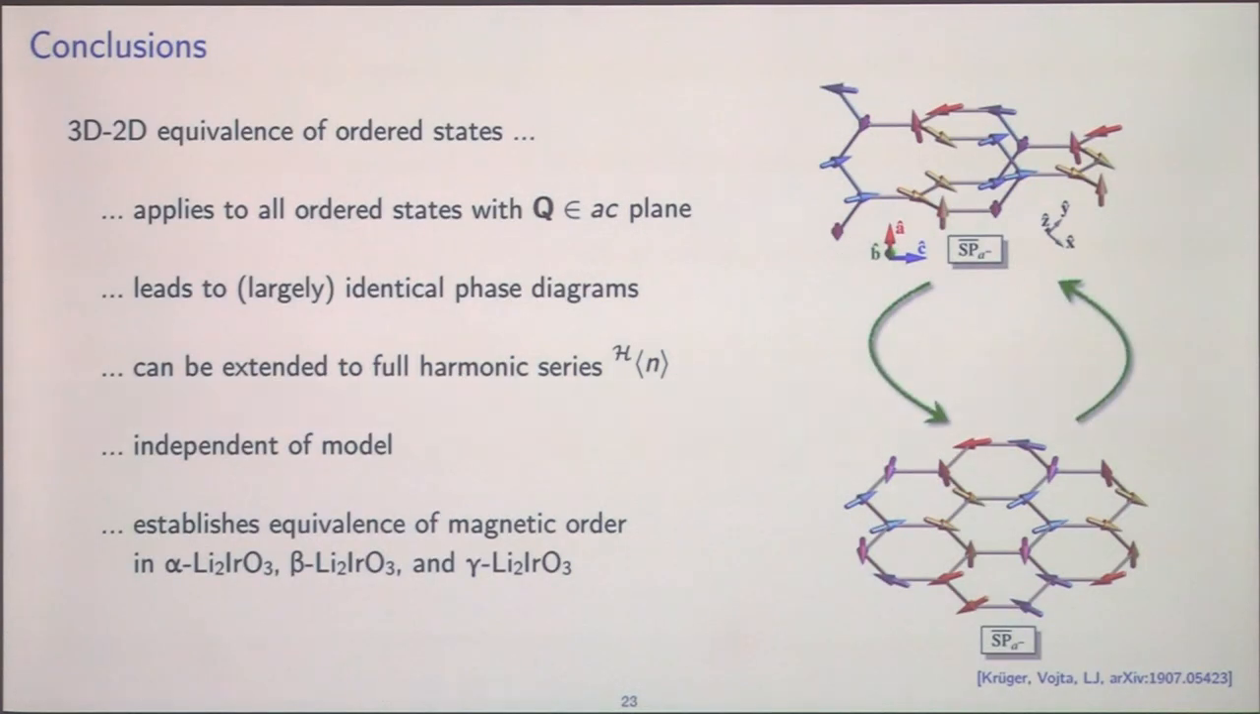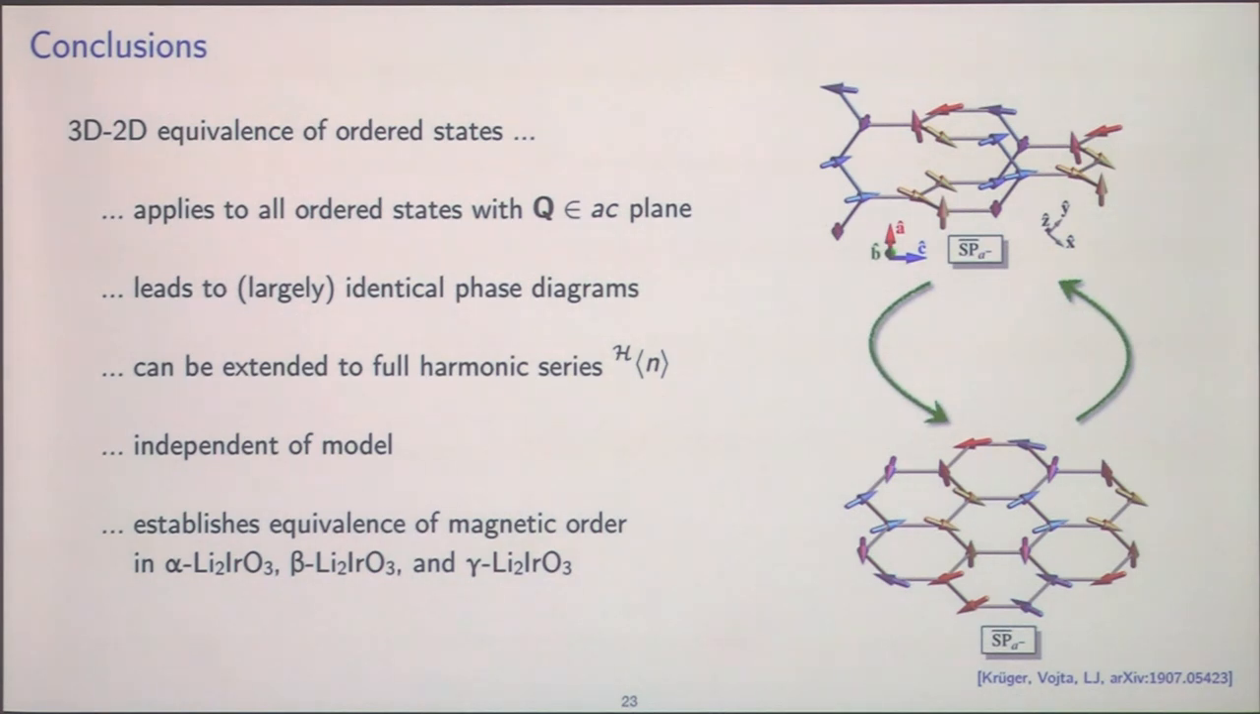So let me conclude. I have argued that there exists an equivalence between states on the three-dimensional harmonic honeycomb lattice and the two-dimensional planar honeycomb lattice. And this applies to all so-called quasi-2D states. These are states which have ordering wave vector in the AC plane. This leads to largely identical phase diagrams in the classical limit. I've shown you this explicitly for the hyper-honeycomb and planar honeycomb lattice system, but I can tell you in private that in fact this can be extended to the full harmonic series.